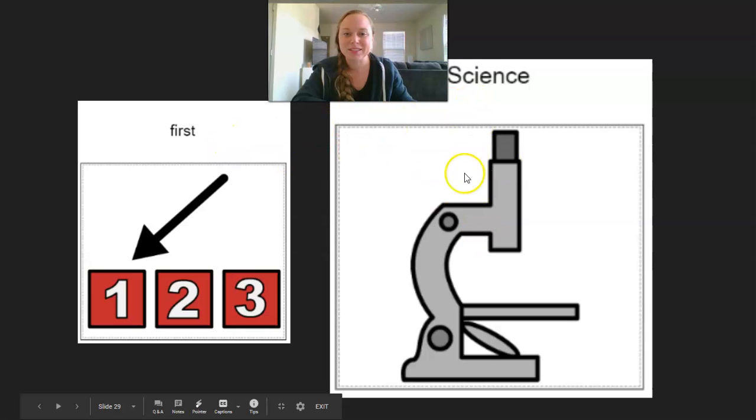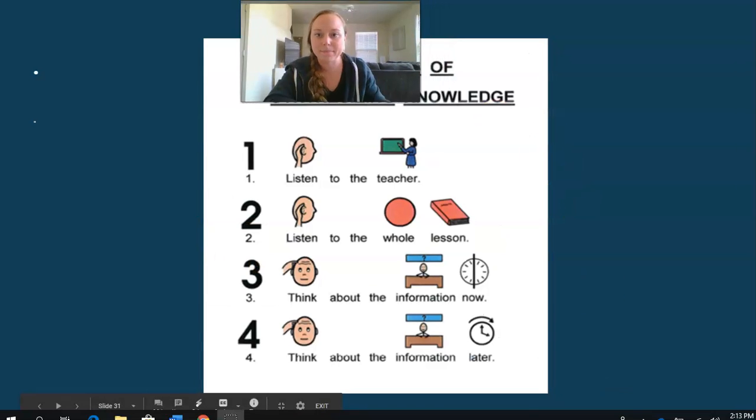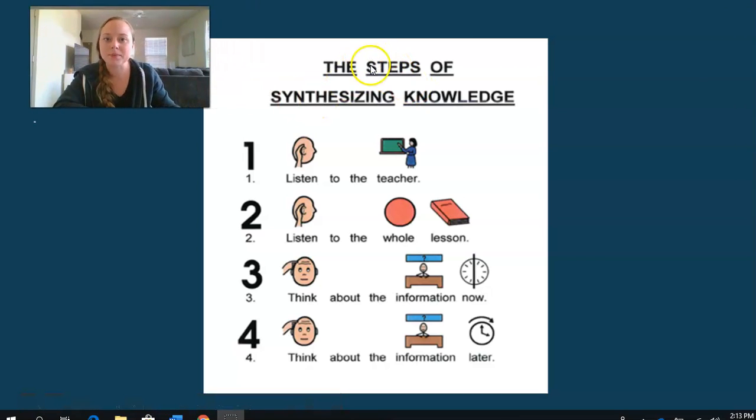First, we will do science. Today we will be learning part 2 of diseases. Then you can choose from one of these desired activities. Let's review the steps of synthesizing knowledge.